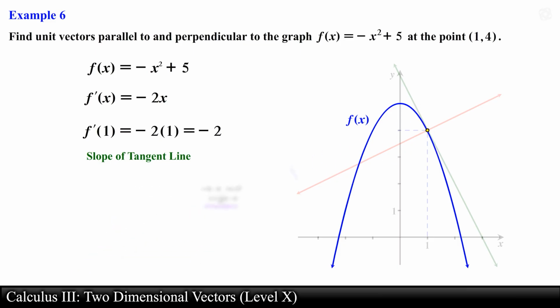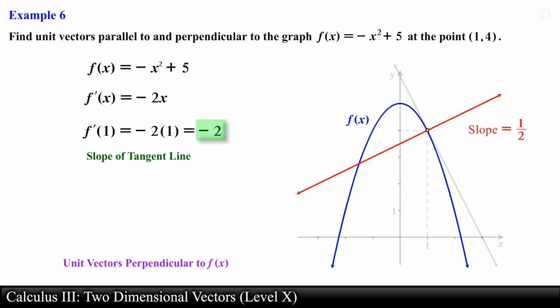Alright, to find the vectors that are perpendicular to this graph at this point, we essentially take the negative reciprocal of the slope of the tangent line, which in this case is 1/2. Then we find a vector, let's call it vector w, that has components along this slope. One possible vector would have components equal to 2 and 1.